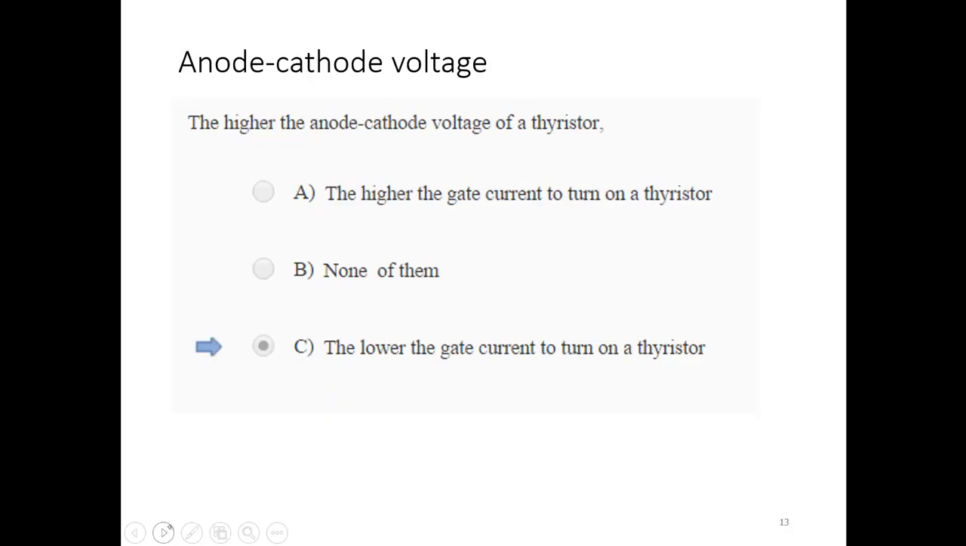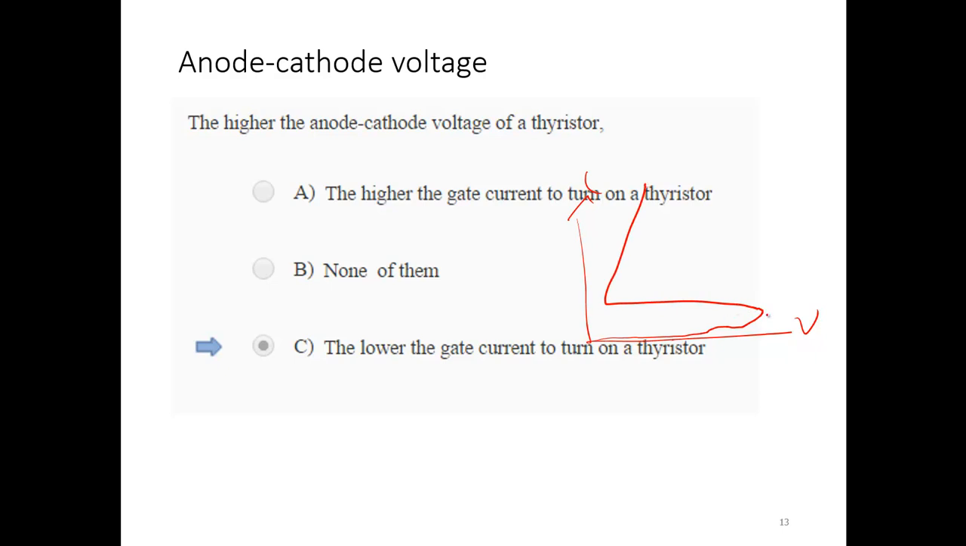The next one, anode to cathode voltage. The higher the anode to cathode voltage, the lower the gate current needed to turn on. That's true, because once you have the thyristor and you do nothing, if you increase the voltage slowly, there will be current flowing through it. If you make a large voltage, it's going to break down in any case. Once it breaks down, it's going to start conducting.